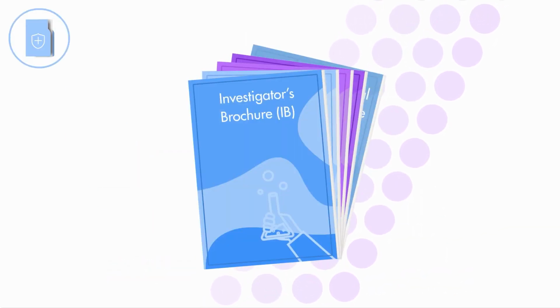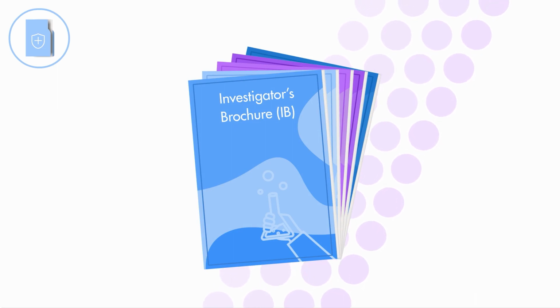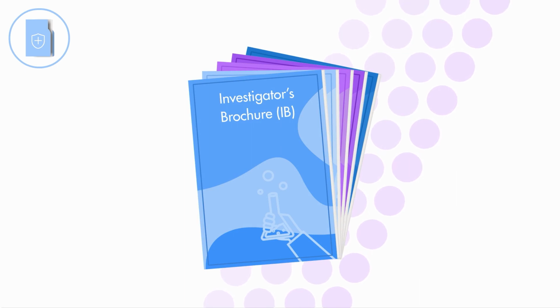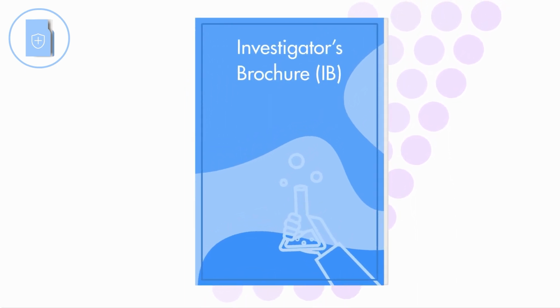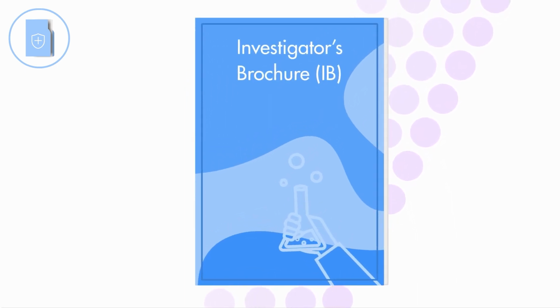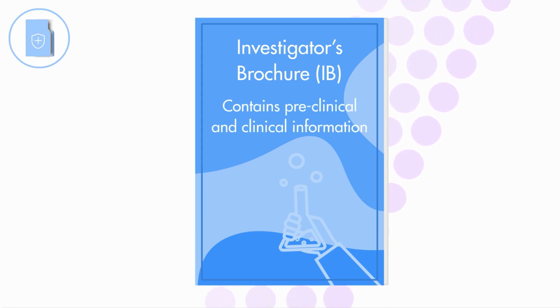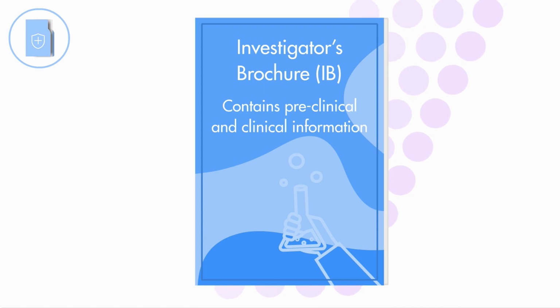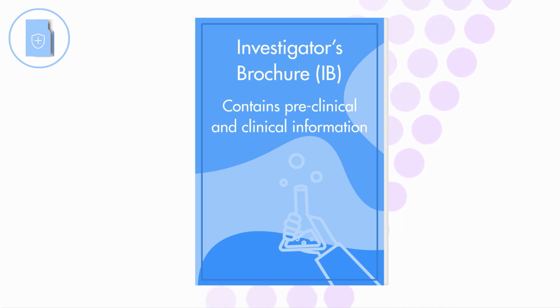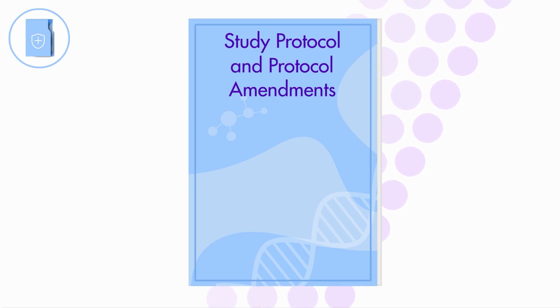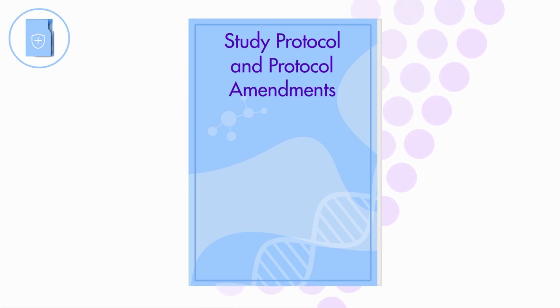Before the clinical phase of the trial, there is a whole list of essential documents that need to be filed. Prominent among these is the Investigator's Brochure, or IB. The IB contains both preclinical and clinical information about the investigational product for the investigator to refer to. The documents that come next include the signed study protocol and any protocol amendments.